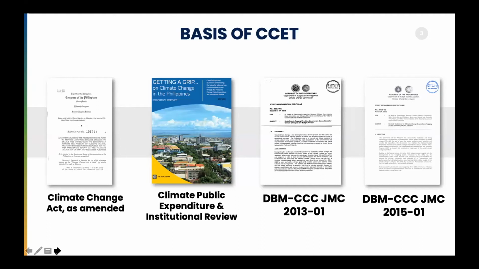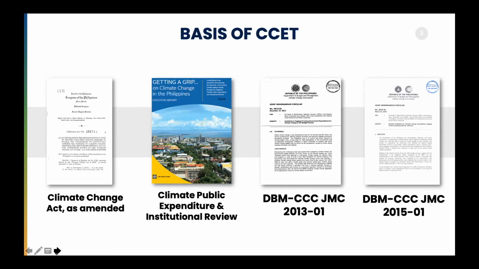So when this was released in 2012, we worked closely with World Bank, and World Bank came out with the Climate Public Expenditure and Institutional Review, of which there are some recommendations on how we would be able to tag the climate programs of government. Hence, in 2013, DBM and CCC issued a joint memo circular for national government agencies, state universities and colleges, and the GOCCs. It provides the guidelines for tagging climate change PAPs. And this was amended or revised in 2015.